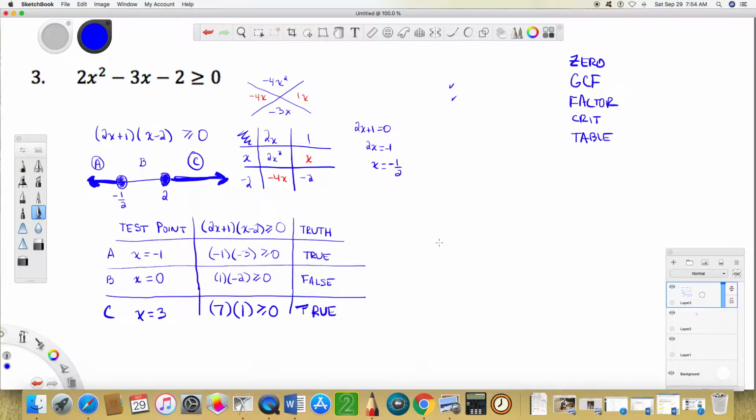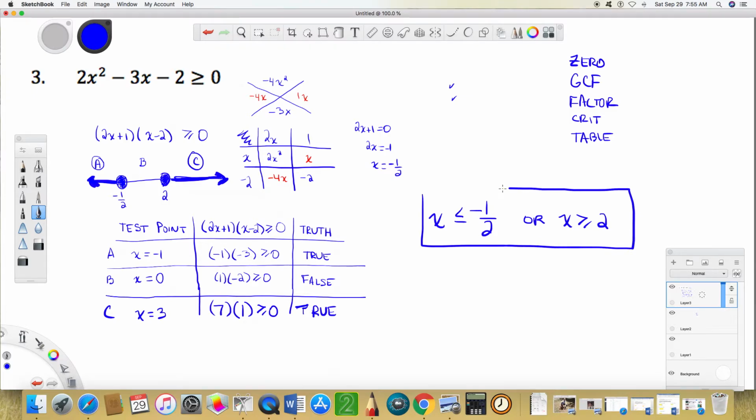All right, so let's describe this picture using inequalities. All those points to the left of negative 1/2 mean that x is less than or equal to negative 1/2. I include the equal to because we shaded in, that's a solid point. So you're in this interval, or you're in this other interval where x is greater than or equal to 2. So there's our solution set written in inequality notation.